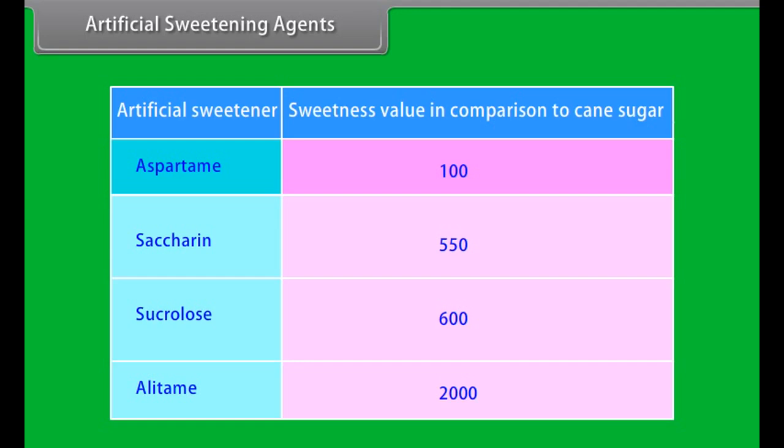Aspartame is 100 times sweeter than cane sugar. Saccharin is 550 times sweeter than cane sugar. Sucralose is 600 times sweeter than cane sugar. Alitame is 2000 times sweeter than cane sugar.